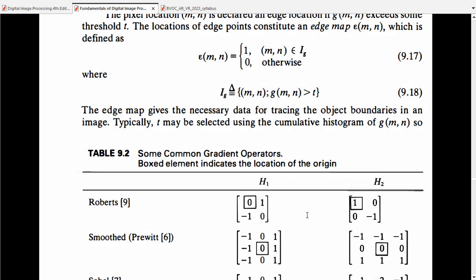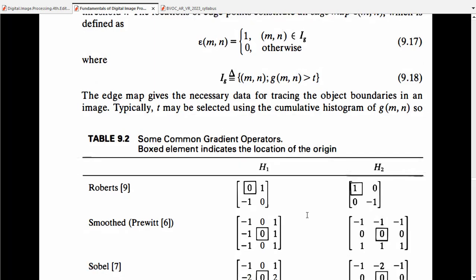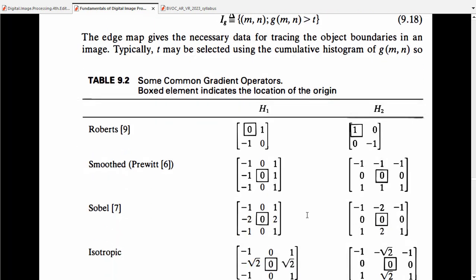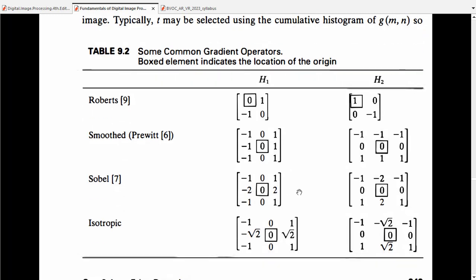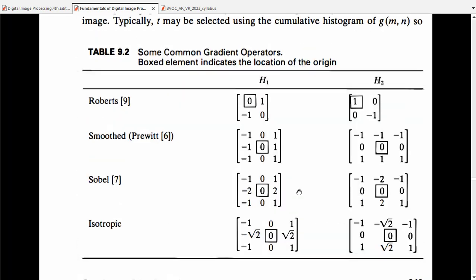Some common gradient operators have boxed elements indicating the location of the origin. Here we have h1 and h2. The Roberts operator is 0 1, 1 0, and minus 1 0, 0 minus 1. The smoothed (Prewitt) operator gives the transformation for these h1 and h2 values. The Sobel operator is minus 1 minus 2 minus 1, 0 0 0, 1 2 1. The isotropic operator has rational numbers: minus 1 minus square root of 2 minus 1, 0 0 0, 1 square root of 2 1.